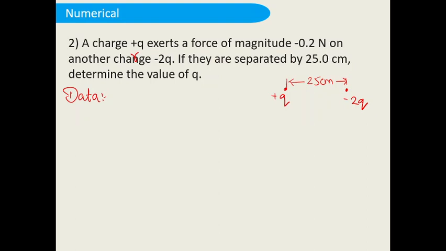So there will be an attractive force. The force of magnitude is minus 0.2 newton. Negative force indicates it is attractive. So what is the data given to you? The force value is equal to minus 0.2 newton. The q1 value is equal to plus q, and the q2 value is equal to minus 2q.